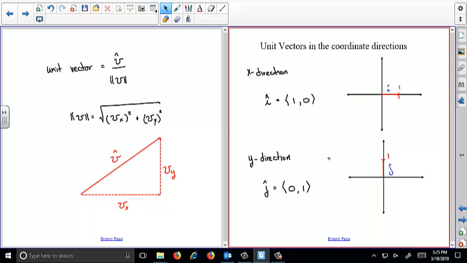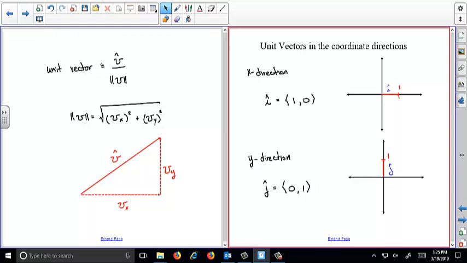Now the y direction unit vector, we use j, and it looks like this. It's got an x value of 0 and a y value of 1, and it looks like that. And so what you can do is represent the components of the vector as constants or scalars times the unit vector. That's the whole purpose for doing this. This is used a lot in physics and engineering to represent vectors.